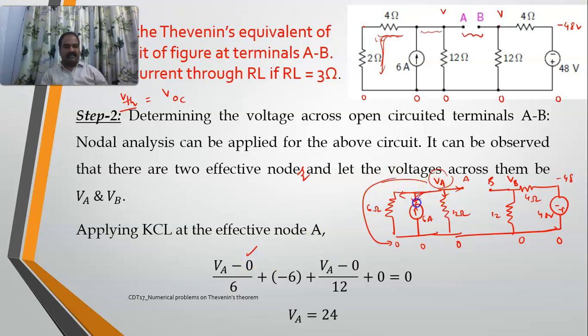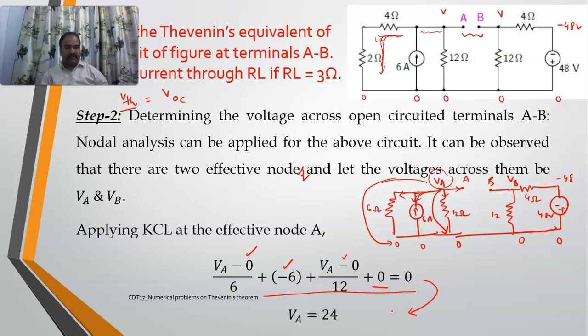The second path is directly having a current source, so I'll take it as minus 6 because it is incoming. The third path is VA minus 0 by the resistance, which is 12. And the fourth path is open circuited, so no current will be flowing. So this is my effective equation. If I solve this, I'll be getting VA is equal to 24.